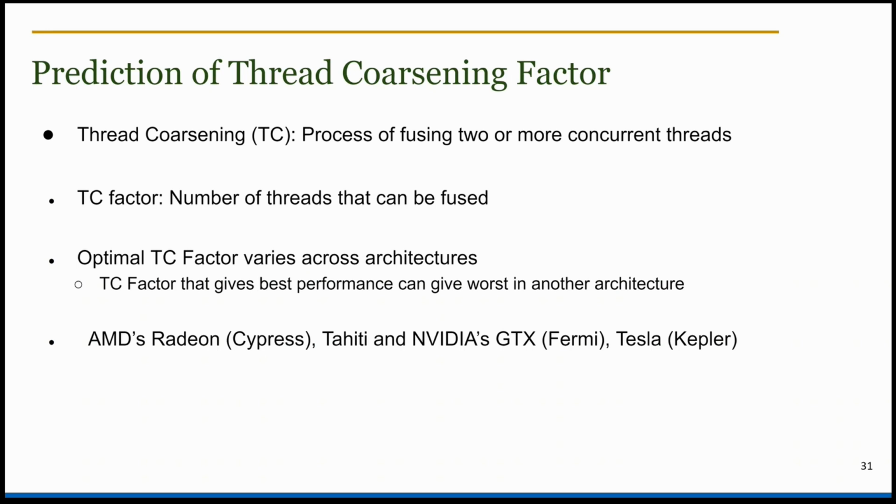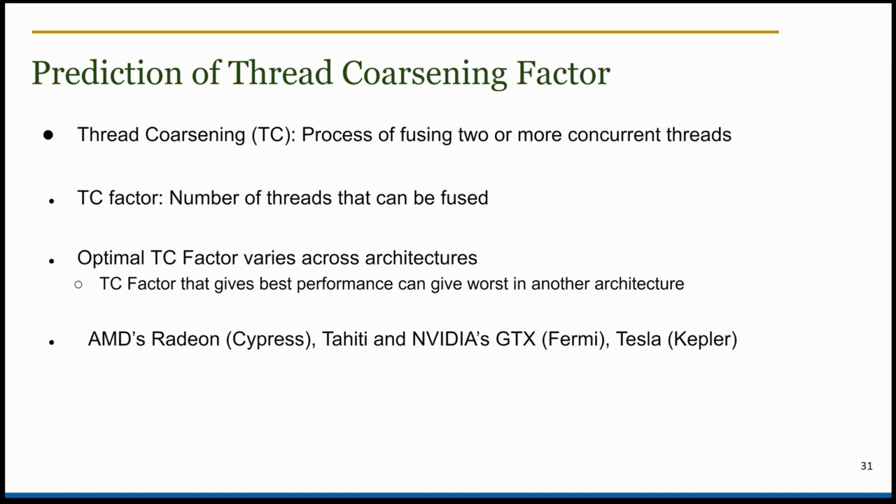So within AMD or within NVIDIA, two different GPUs may not make use of the same or a similar thread coarsening factor for that matter. If this factor is not tuned, the performance is going to be bad. So a thread coarsening factor that gives best performance on one can give very bad performance on another architecture.